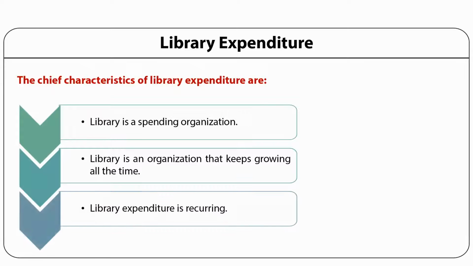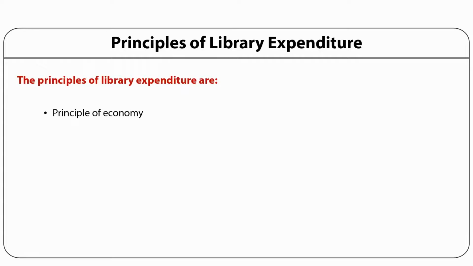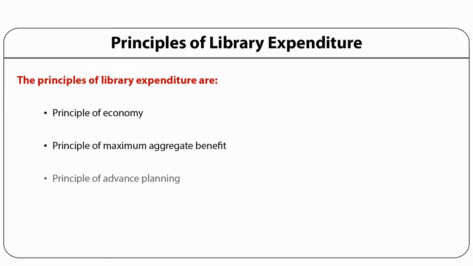And thirdly, library expenditure is recurring. So year after year, money has to be put into the libraries so that libraries can run, keep up to date, and operate all the times without any problem. Principles of library expenditure. The principles of library expenditure are four. Firstly, principle of economy. Secondly, principle of maximum aggregate benefit. Thirdly, principle of advanced planning. And fourthly, principle of equitable allocation.